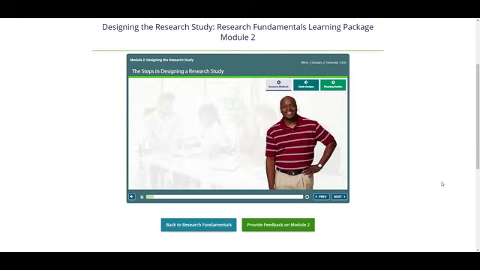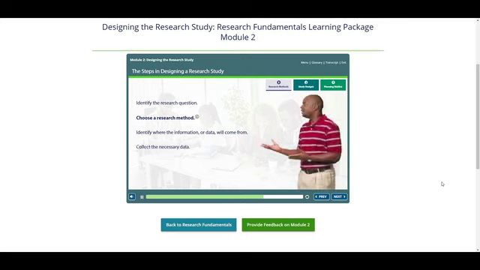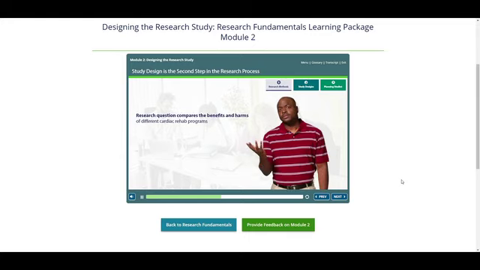Just so you have the whole picture from start to finish, a research team usually follows these steps. Identify the research question. Choose a research method. That's the one I'm talking to you about. Identify where the information or data will come from. Collect the necessary data. Analyze the data and determine the results. Share the results with others. First, the team had to create a research question. That was the topic of Module 1. Our research question compared the benefits and harms of different cardiac rehab programs.